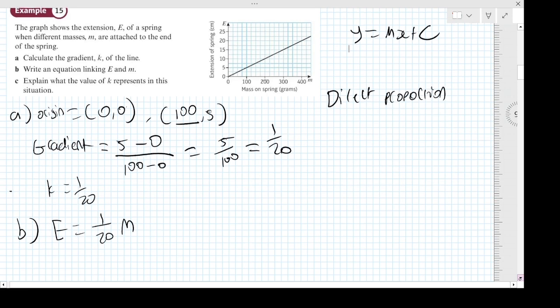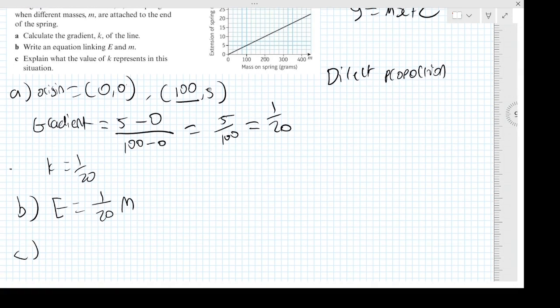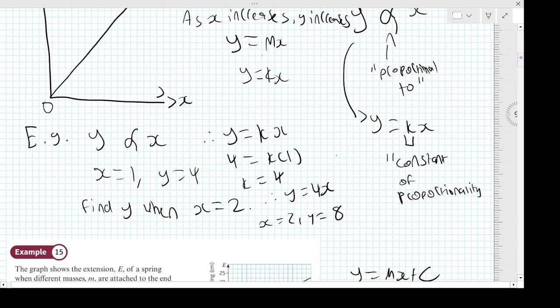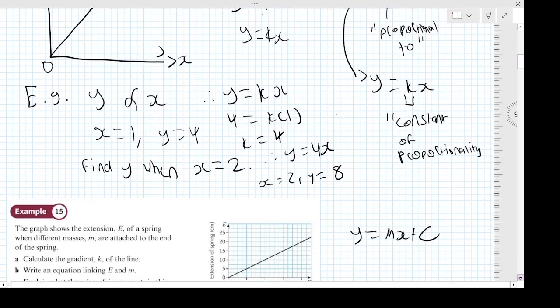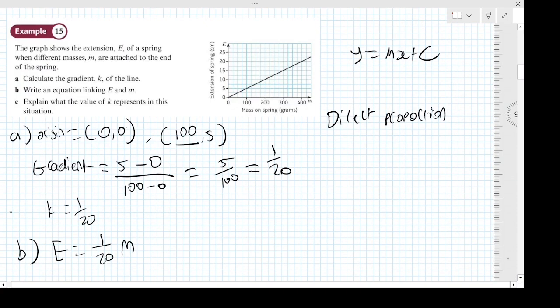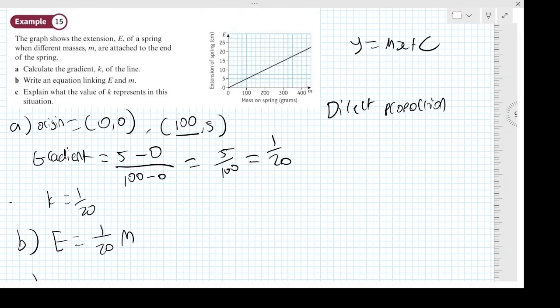There we are. Then part C says, what does the value of k represent in this situation? Well, k is the gradient. So it's asking what the gradient represents in this real life situation. But what's going on then? Let's look at what it's describing. E is the extension of a spring with different masses m. So if you hook something onto a spring, that will pull it down, and how much the spring is pulled down is the extension, right? And that's to do with Hooke's law, but obviously you don't need to know that at this level.